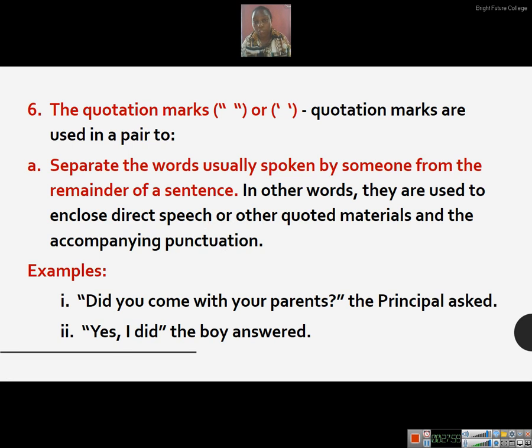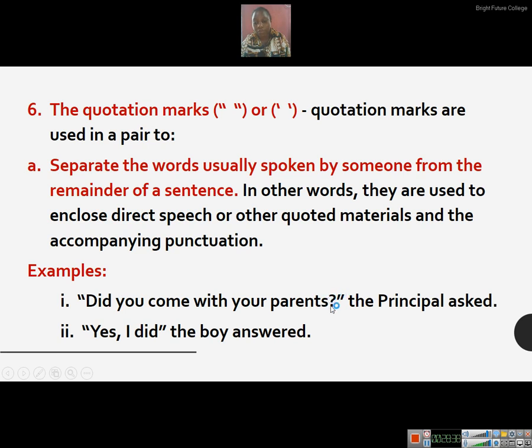We have done direct speech. When you are saying something exactly the way the person said it, you have to put it in quotation. And when you open the quotation, you should also remember to close the quotation. So these are called quotation marks: open, and close. Example: "Did you come with your parents?" Now take note of this. The question mark is inside, before you close the quotation, because this question mark is part of this statement. It's part of this. So: "Did you come with your parents?"